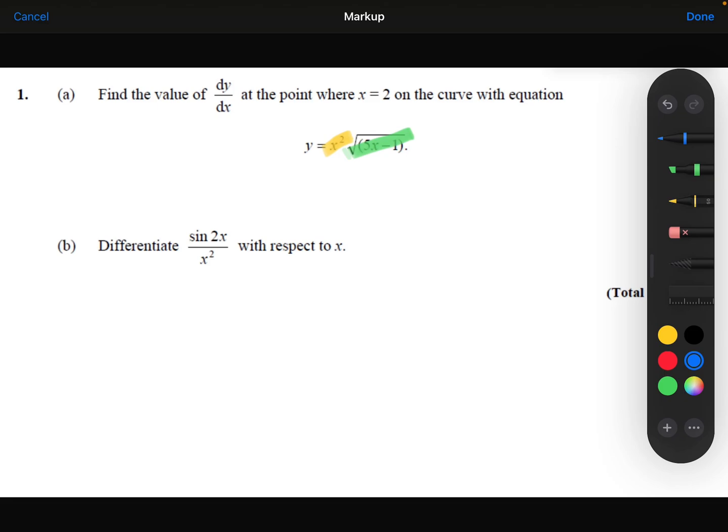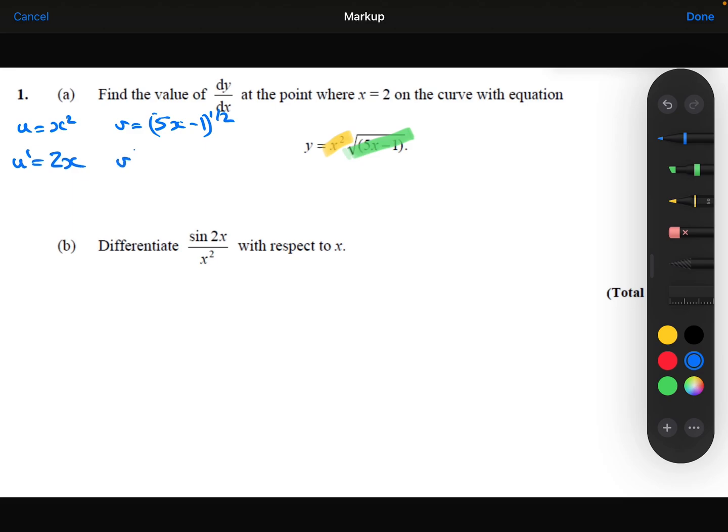So for the product rule, let me write this down. u can be my x squared, v can be the root 5x minus 1, which I'm writing as 5x minus 1 to the power of 1/2. Differentiating then, differentiating the x squared gives 2x.